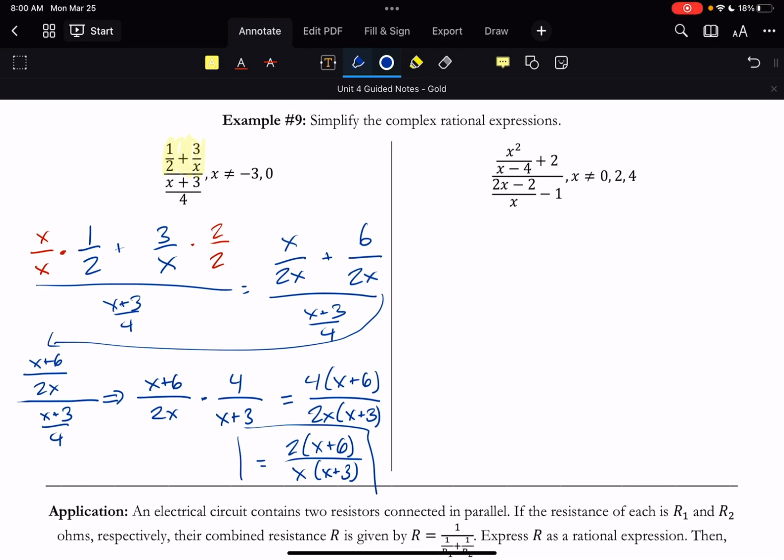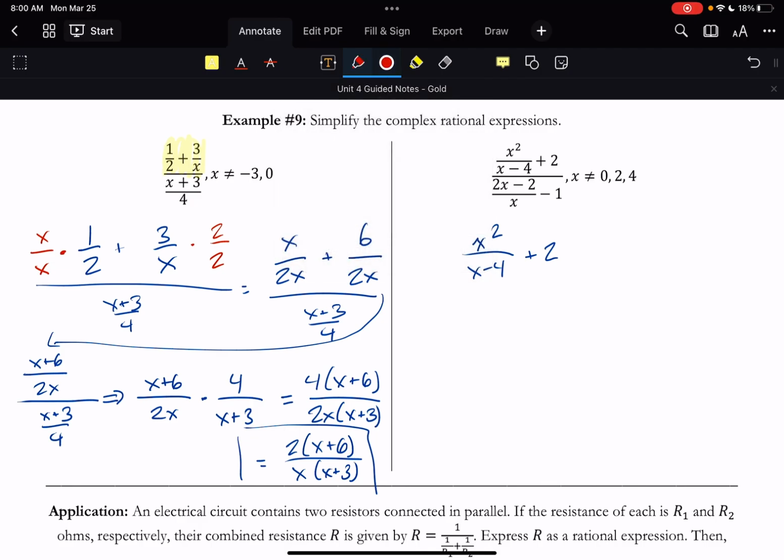All right, going ahead on to the next one. x squared over x minus 4 plus 2, all over 2x minus 2 over x minus 1. So let's start off with that numerator, x squared over x minus 4 plus 2. Comparing these two expressions, the LCD, again, remember a whole number has a denominator really of just 1. So the LCD here is x minus 4.